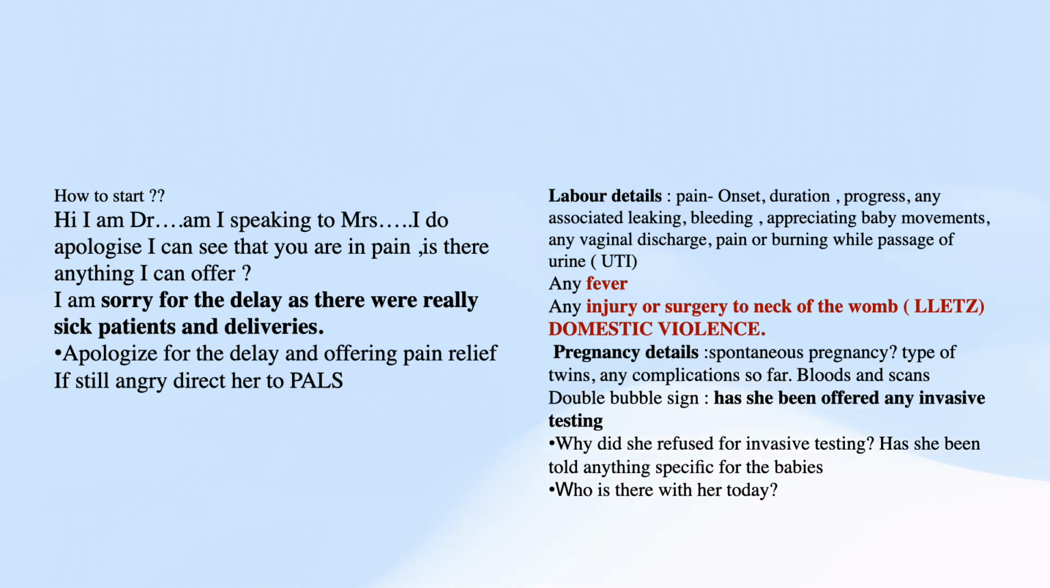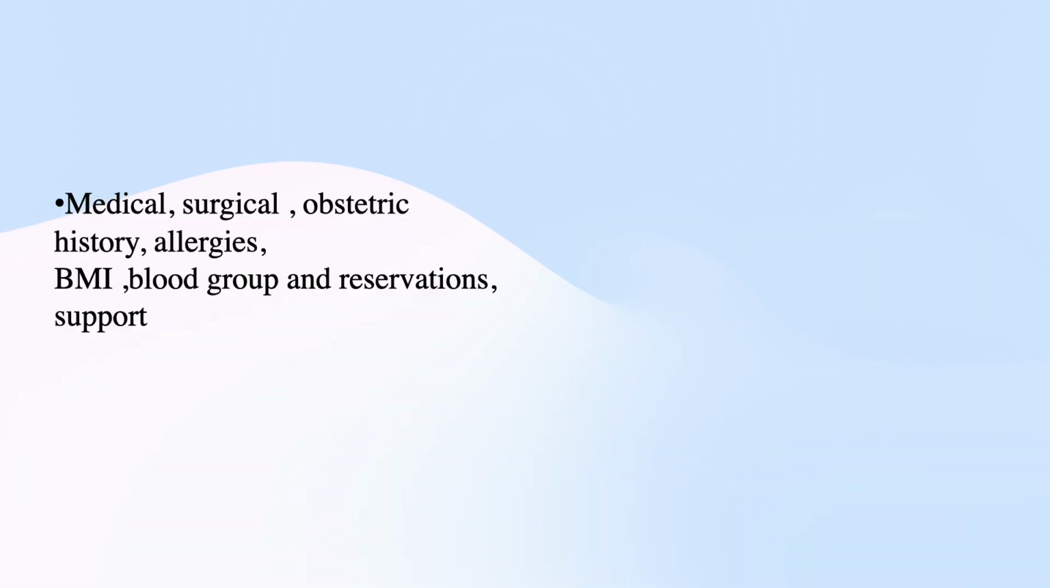Now come to the double bubble sign. What does it indicate? It can occur with many other anomalies and it can also be a part of Down syndrome. So ask whether she has been offered any invasive testing, whether she has had any invasive testing. If she says that she has declined that testing, ask why. So these are the few things apart from the routine history which you have to ask in this patient. Remember the labor details and the questions pertaining to preterm pains, the pregnancy details, and also the double bubble sign. Apart from that, ask the rest of the history like medical, surgical, drug history, her obstetric history, any allergies, BMI, blood group, and reservations.